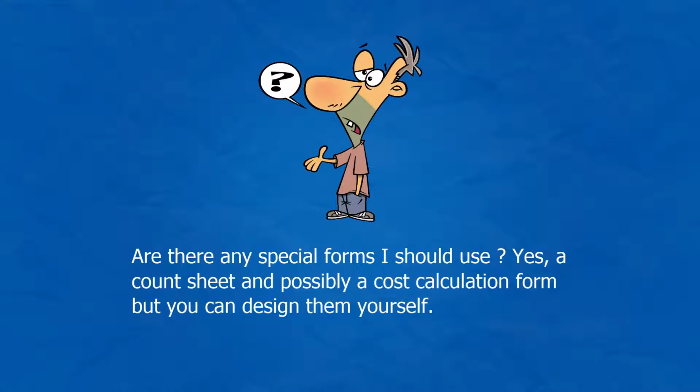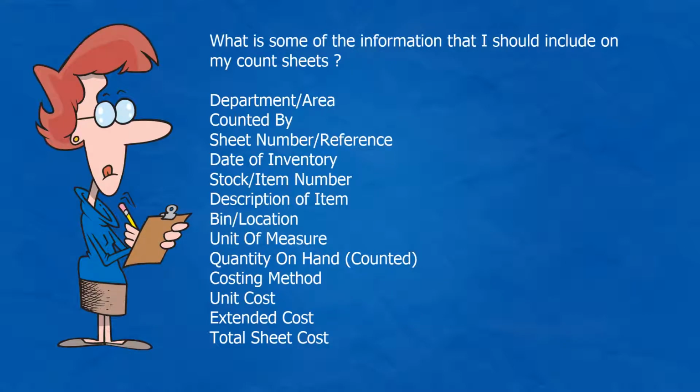Are there any special forms I should use? Yes, a count sheet and possibly a cost calculation form, but you can design them yourself. What is some of the information that I should include on my count sheets? Department, area, counted by, sheet number, reference, date of inventory, stock, item number, description of item, bin, location, unit of measure, quantity on hand, counted, costing method, unit cost, extended cost, total sheet cost.